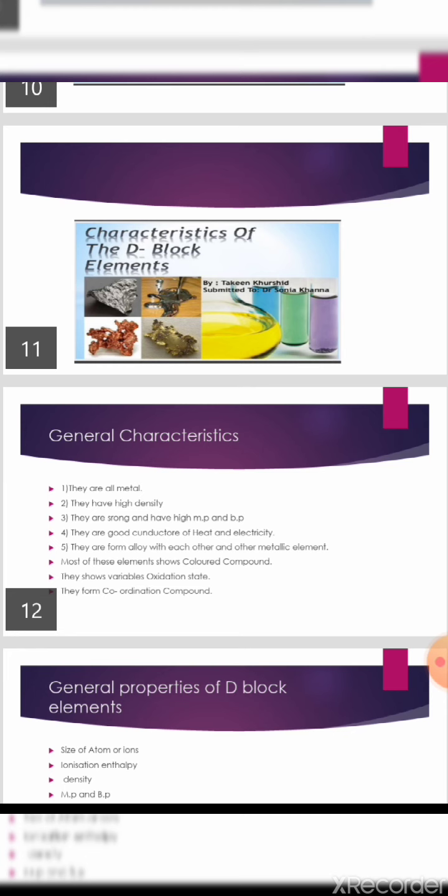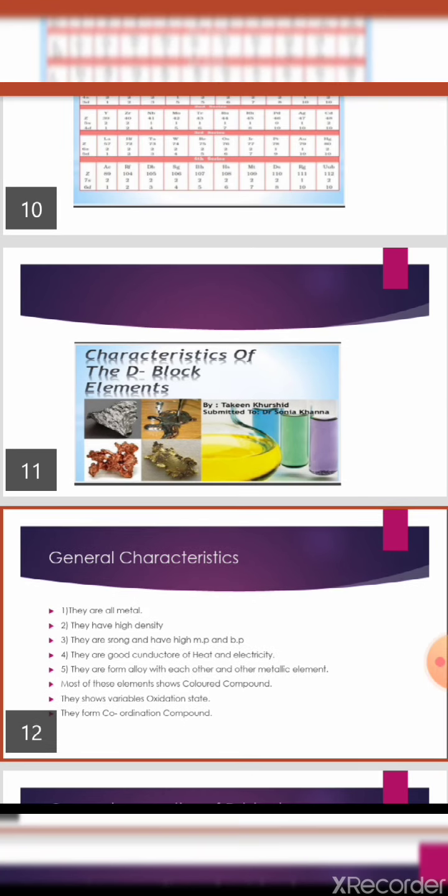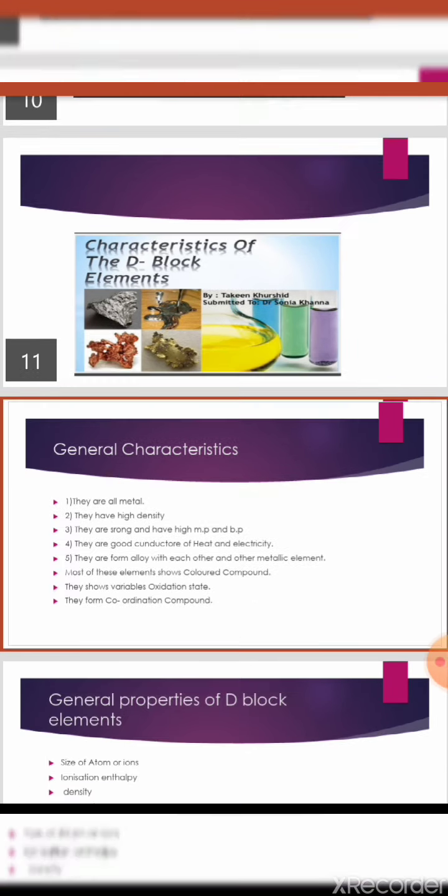Next one is they form alloys with each other and other metallic elements. Most of these elements show colored compounds and also form coordination compounds. For example, K4[Fe(CN)6], [Ag(NH3)2]Cl. These are examples of coordination compounds, and they also show variable oxidation states.